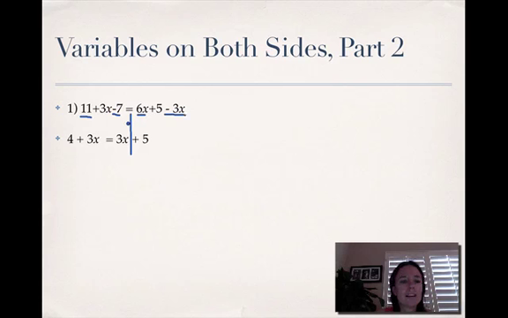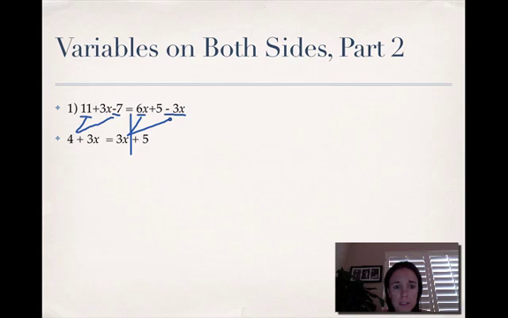So I've done that. Look, my line didn't quite work out, but that's okay. So 11 minus 7, that's where I got my positive 4. And then 6x minus 3x, that's where I got my 3x. So now my equation is simplified. I've got 4 plus 3x equals 3x plus 5.